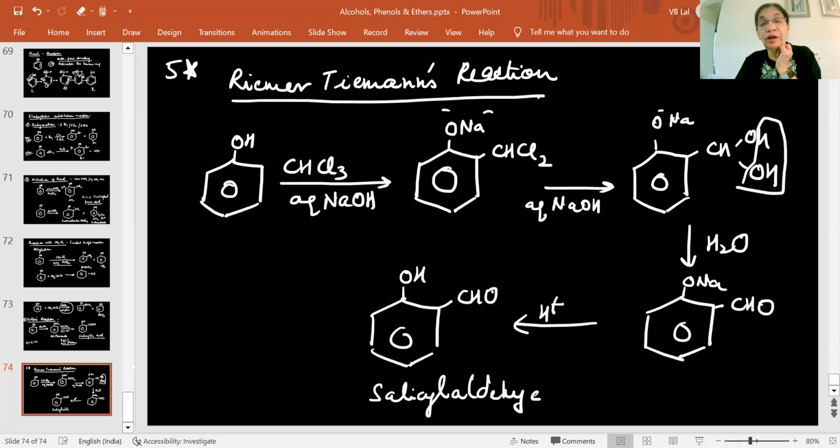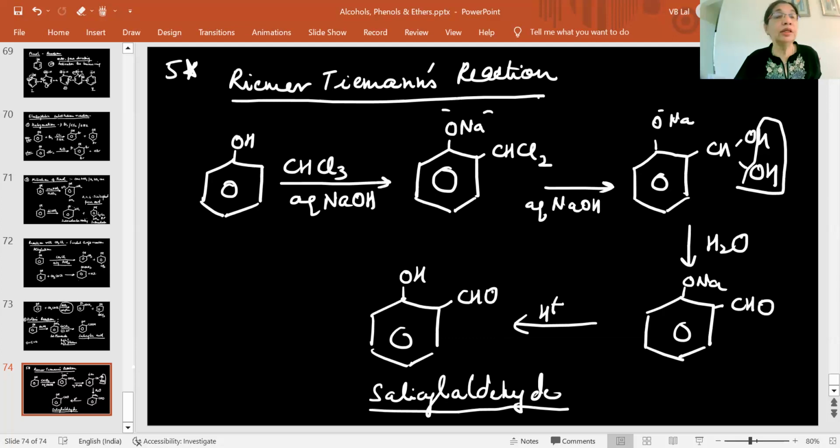Okay, why should we learn this complex reaction? Because the product that you get is very, very useful. I have already shown you earlier, salicylic acid can be converted into aspirin. It can be converted into peppermint. It can be even converted into a disinfectant called Savlon. During this COVID time, we were using Savlon. So all those things can be prepared from salicylic acid.